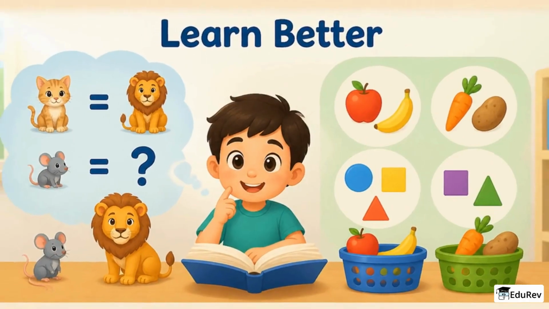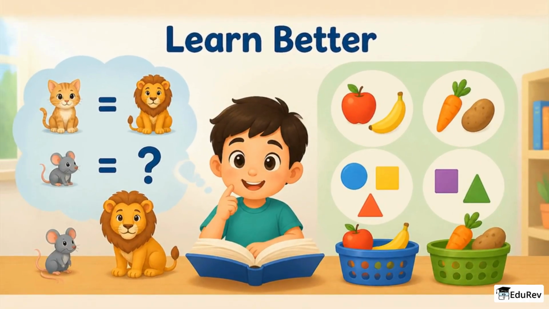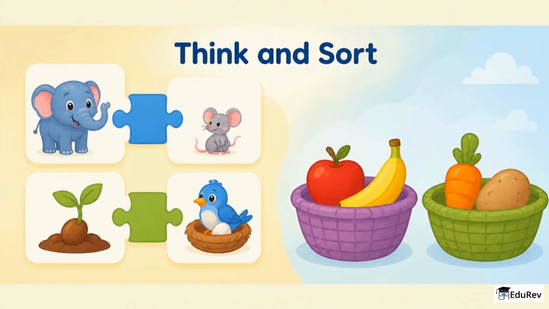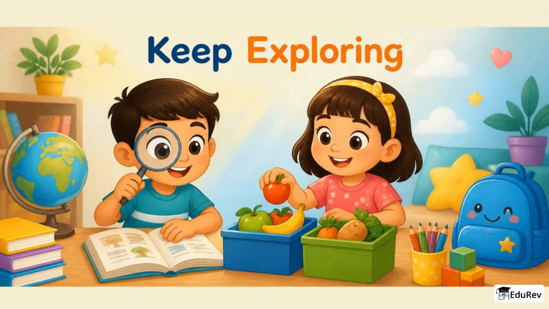So, what do we learn from this? Analogies help us find relationships, and classification helps us sort items. Both make learning easier and faster. Let us quickly remember. Analogy shows how things are related, and there are many types. Classification groups items by rules like color or type. So today we learnt about analogies and classification.